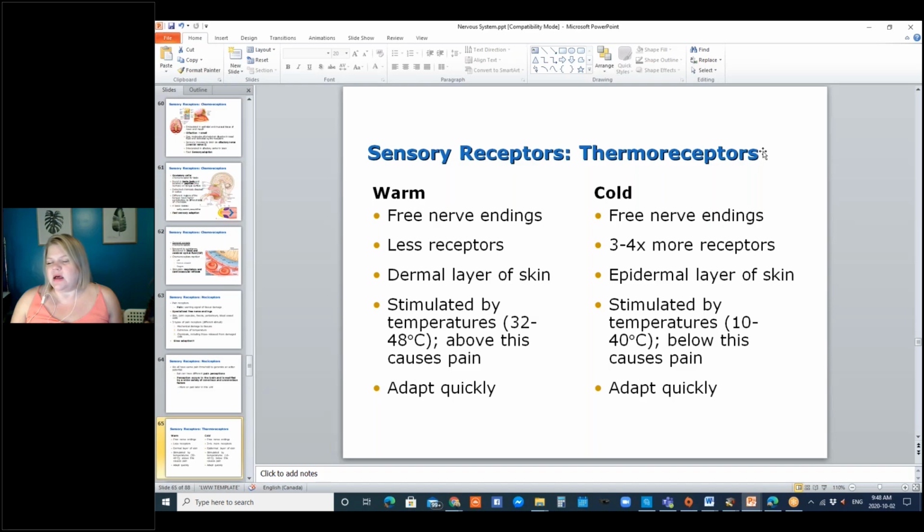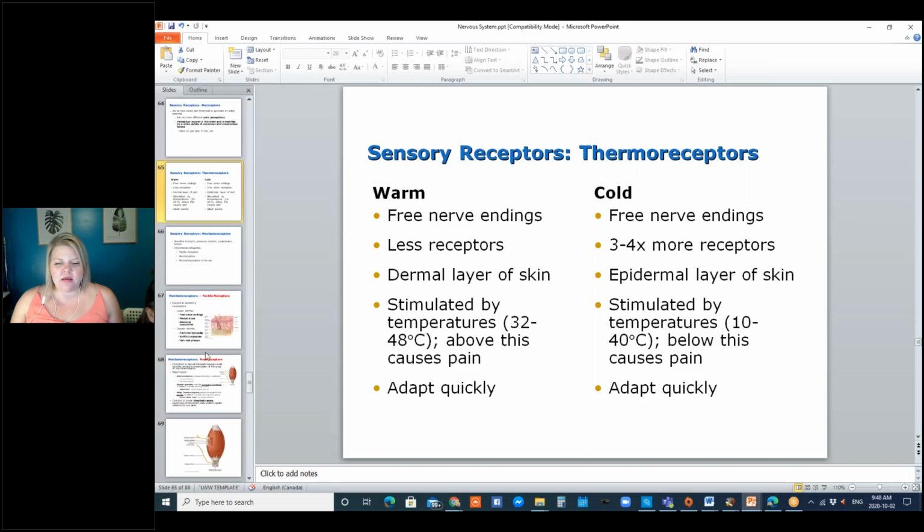Thermoreceptors are picking up a sensation of warm or cold. So to contrast these, they're both free nerve endings. There's usually less warm receptors in a given area and far more cold receptors. Warm receptors are found in the dermal layer of the skin, where the cold receptors are found more in the epidermal layer of the skin, so more superficial.